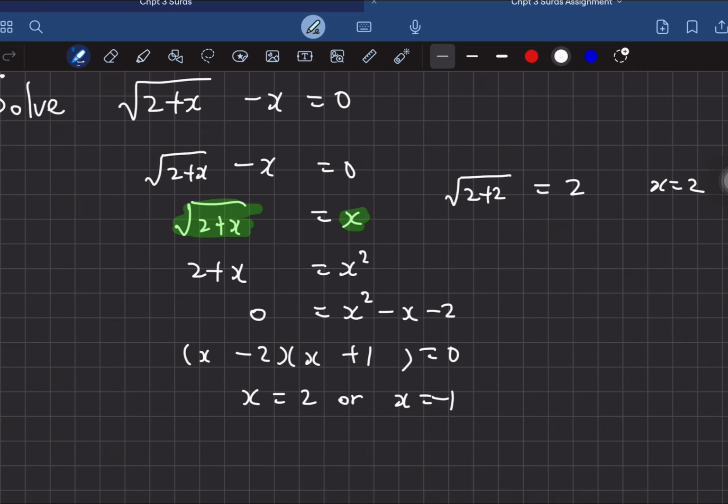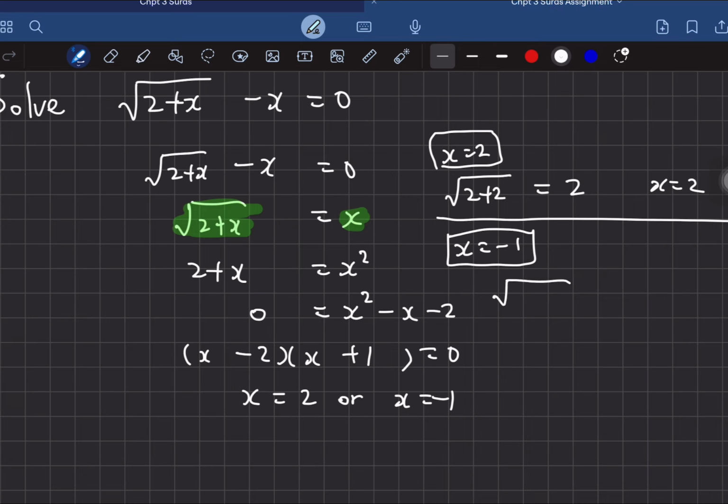Fine. But if my x value is equal to negative 1, sorry, then this doesn't make sense. Why doesn't it make sense? 2 minus 1, I have 1. Square root of 1, because it's the positive square root of 1, so it's 1. But my x value is x equals negative 1. So this does not make sense. So this is wrong, which means that we have to reject this. Okay, must do the checking.